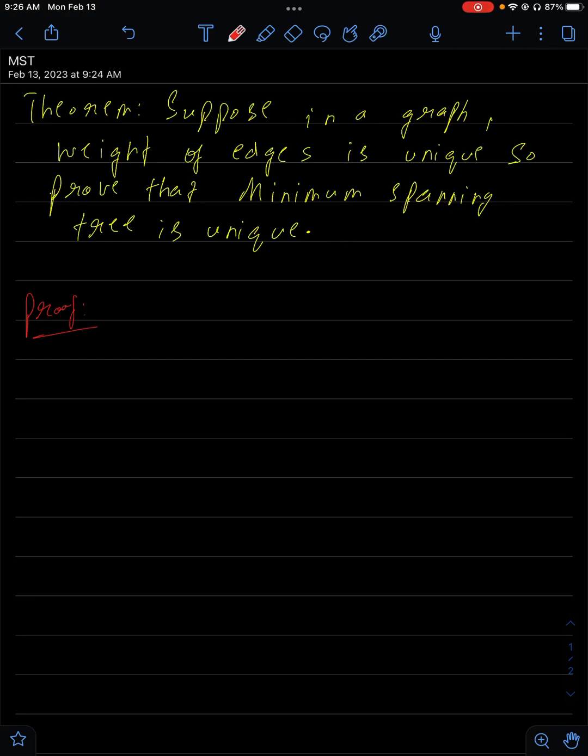Let's prove this theorem. Suppose we're given a graph where the weights of all the edges are unique. So every edge in the graph has a different weight. We have to prove that the minimum spanning tree of that graph is also unique.